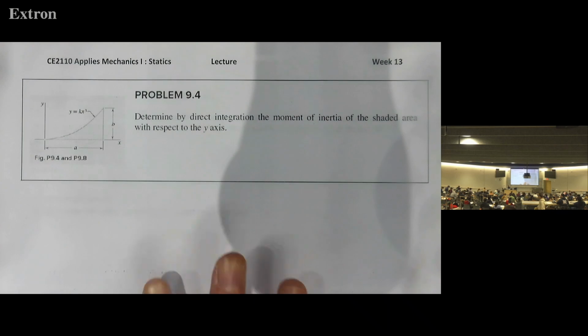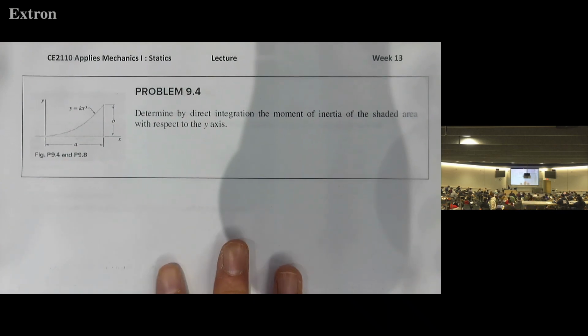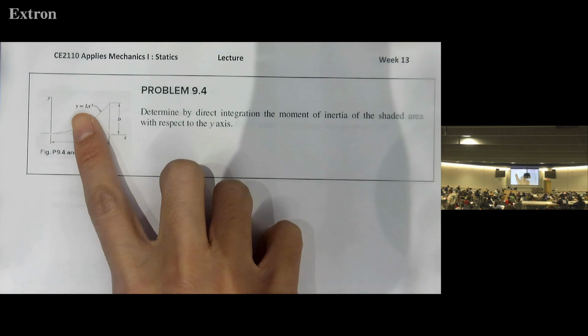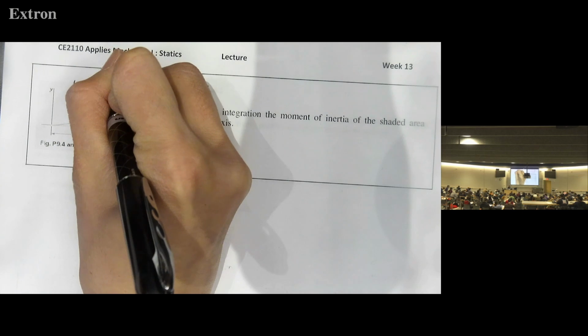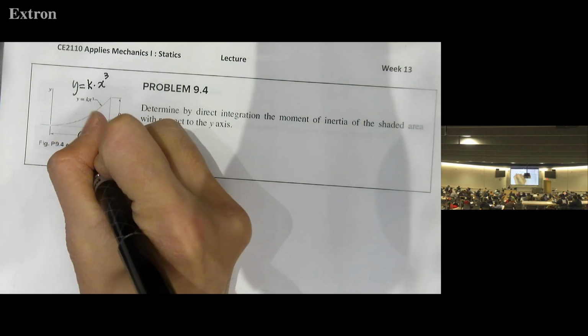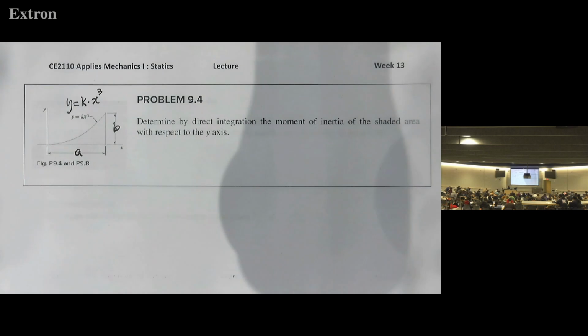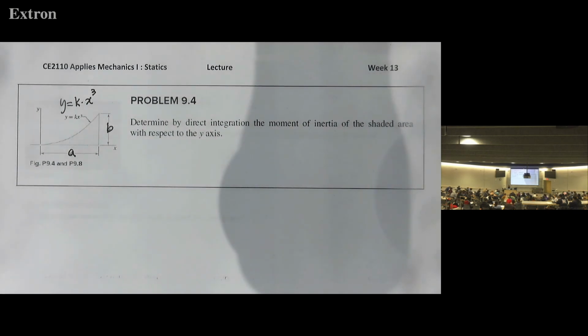The first page is this one. So first problem is 9.4. And sorry about the very small font, but this is y equals k times x cubed. And this is A, this is B. Okay, and then as you expected, this is direct integration to find moment of inertia of the shaded areas under this curve with respect to the y-axis. And as usual, let's find moment of inertia in both axes, x and y.